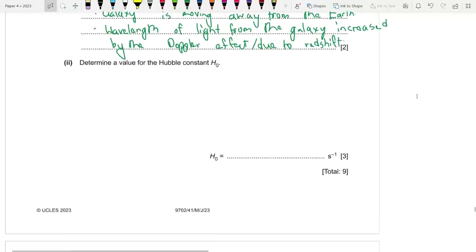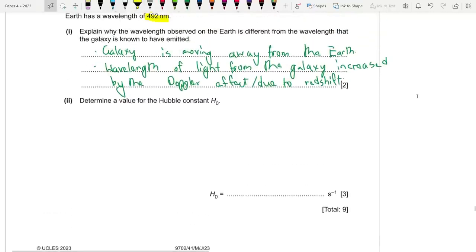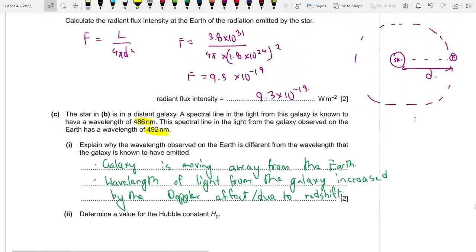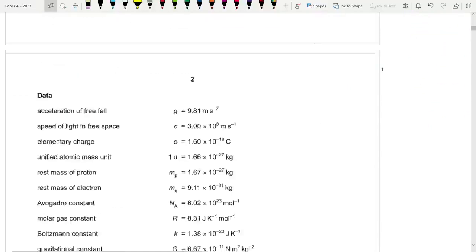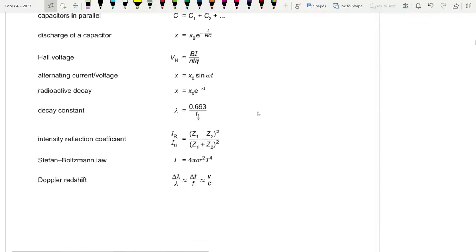Interesting. Now, final answer. Finally, determine a value for the Hubble constant, h naught. Now, we have to use the formula that I mentioned up top. But before that, I need to find out the speed of recession. How? Using the formula for Doppler redshift, which is given in the question paper. It's over here. This one, Doppler redshift.